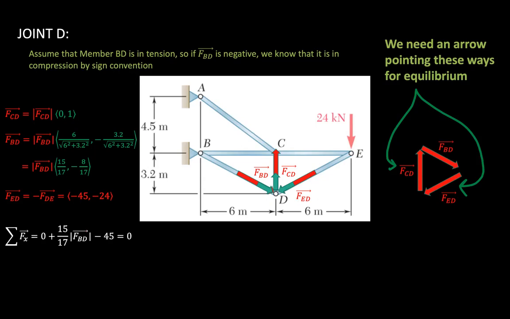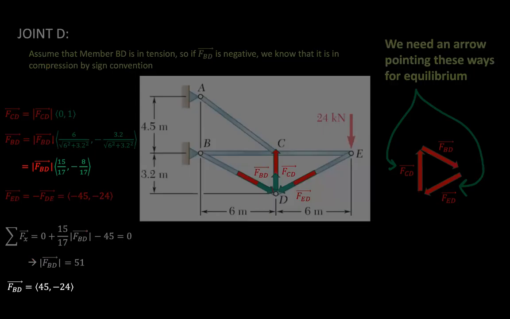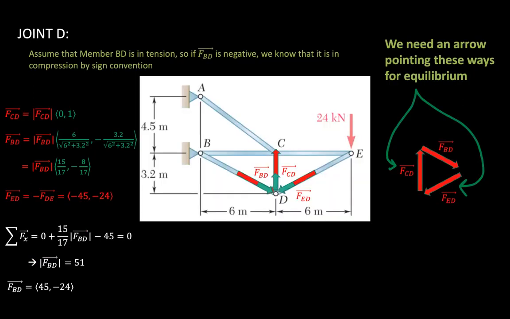So the sum of the forces along the x direction is equal to 0 plus 15/17 times the magnitude of the force FBD minus 45 kilonewtons, and that is equal to 0 since this whole structure is in static equilibrium. So that gives us that the magnitude of FBD is equal to 51 kilonewtons. So FBD as a vector is equal to 45, negative 24. As we can see over here.